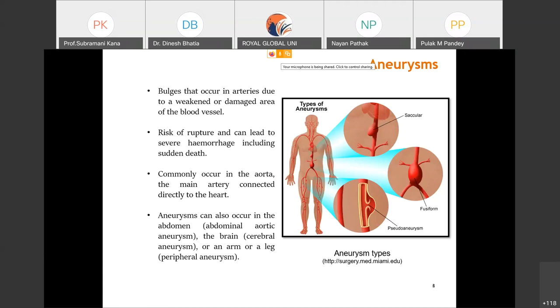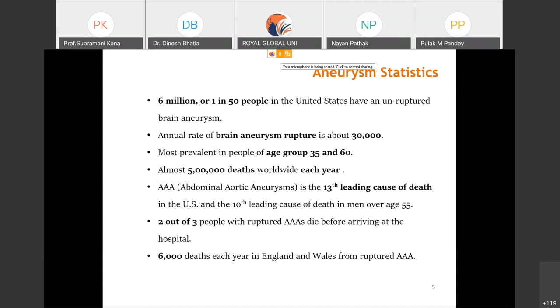Okay. It commonly occurs in the aorta, or most of the time in the brain. In the rest of the places they are able to do something, but here it will be very difficult. Okay, if you talk about the statistical data, among 6 million, one in... we don't have any Indian data.